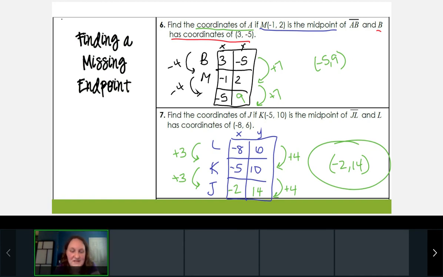This will work every time when finding an endpoint. Perfect. If you wanted to do the graph and you wanted to count the blocks, you would have counted going up 4 and right 3. So you would have gone up 4 and right 3 again.